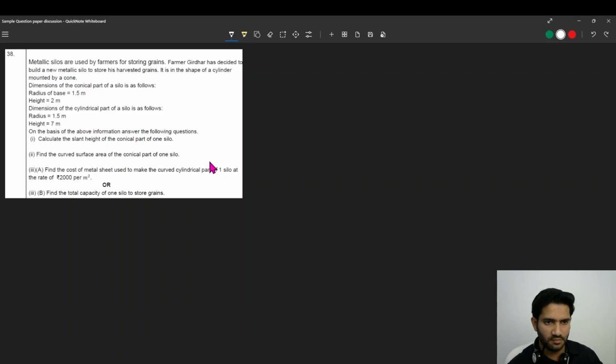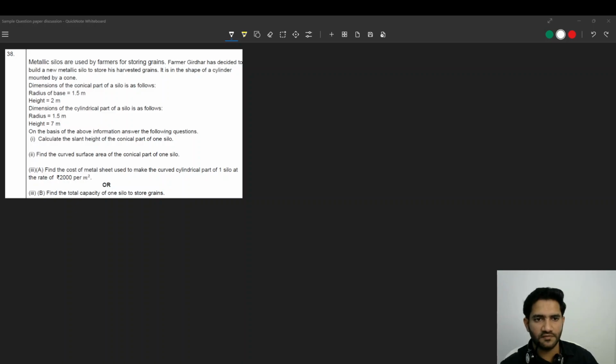Dimensions of the cylindrical part of the silo are as follows: the radius again is given, height is given. On the basis of the above information, answer the following questions. Calculate the slant height of the conical part of one silo. Find the curved surface area. Find the cost of the metal sheet. Okay, so those are the questions.